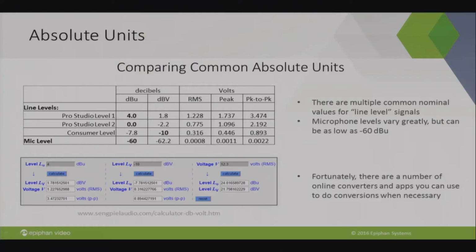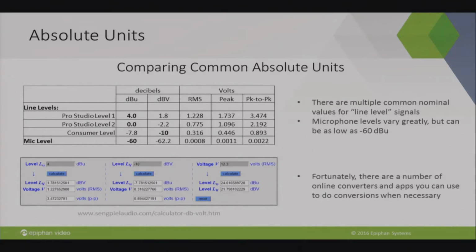I don't want to spend a lot of time on this chart, but only to say that there are two basic levels that audio signals get broken into. There's mic level, meaning from a microphone, and those are very, very low levels, typically in around minus 60 dBu or minus 50 dBu. And then there are line levels. Line levels are much higher. They're the things that would come out of your computer output, come out of a mixer, come out of a tape deck, that kind of thing.